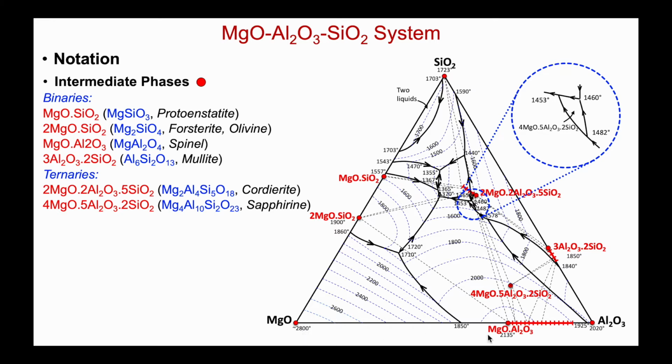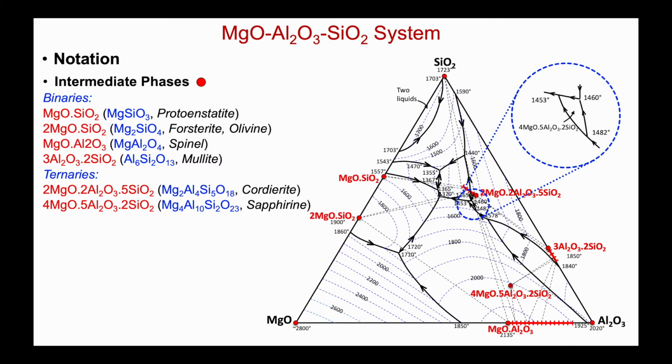Along the MgO-Al₂O₃ binary there's a well-known phase MgAl₂O₄, represented here just through a formula MgO·Al₂O₃. This is called spinel, and it actually shows a fairly significant amount of solid solution. I'll come back to that notation in a second.